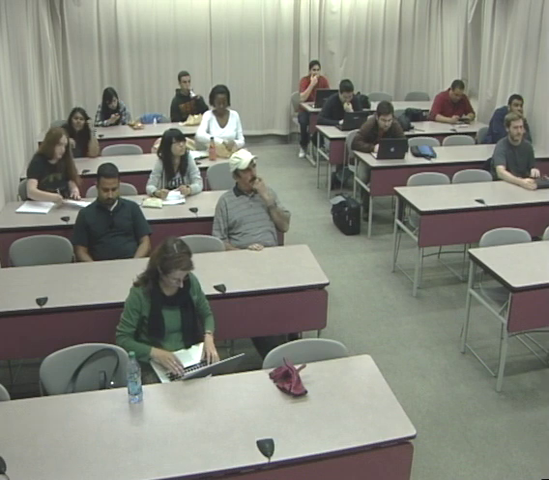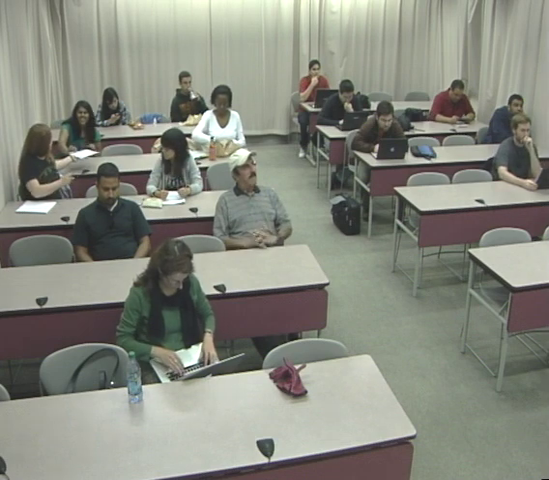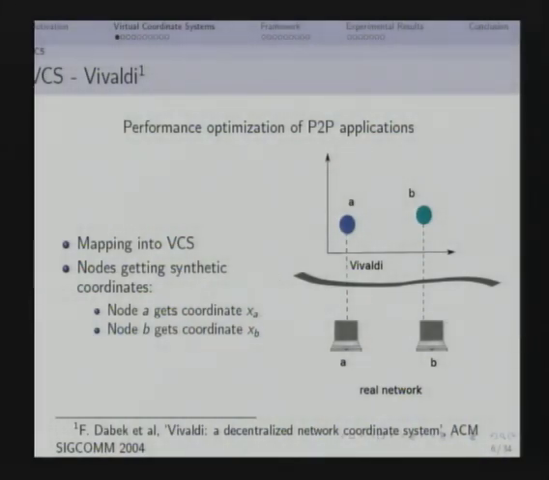So virtual coordinate systems have been proposed in order to correctly predict latencies between nodes in order to optimize performance, for instance, of peer-to-peer applications. In this work, we focus on Vivaldi, the algorithm which was proposed by Frank Dabek. And here, the nodes of the real system are mapped into a virtual system, and nodes get synthetic coordinates. So node A gets coordinate XA, node B gets coordinate XB.